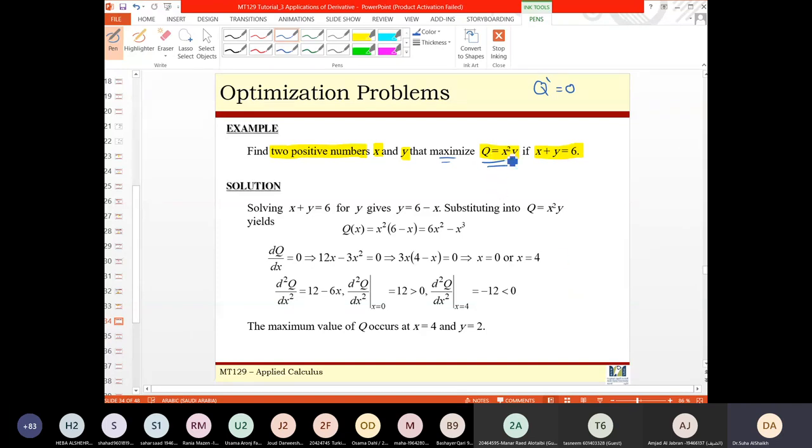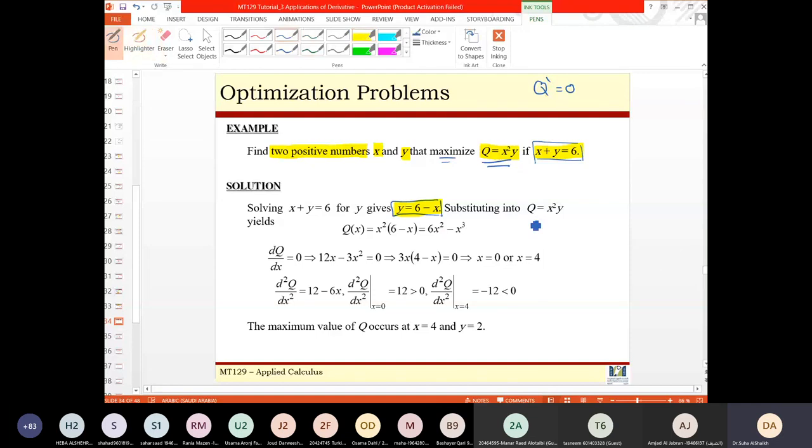الحين in this example, I have x and y. So this is why they give me the supportive equation. So the first equation is q equal to x squared y, the equation I want to maximize, and this is what we call the supportive equation, the equation that will help me to do this. الحين if x plus y is equal to 6, this will imply that y is equal to 6 minus x. Bring x to the other hand side. This will give you y equal to 6 minus x.